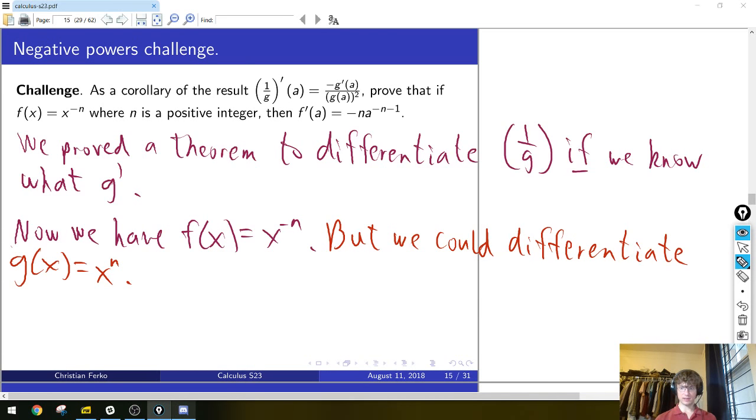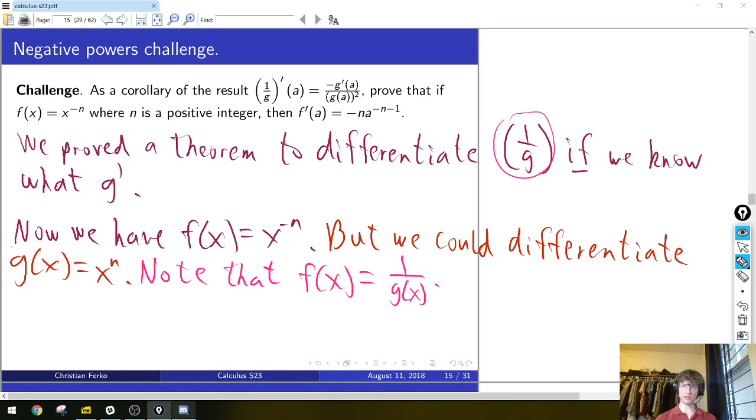So the claim I was trying to get you to make is that since we know how to differentiate x to the n, and we're trying to figure out how to differentiate x to the minus n, we can observe that f of x equals 1 over g of x. And then if f is 1 over g, then we can use our theorem, which tells you how to differentiate 1 over g if you know how to differentiate g. This is the strategy. Is the strategy better, or is this still unclear?